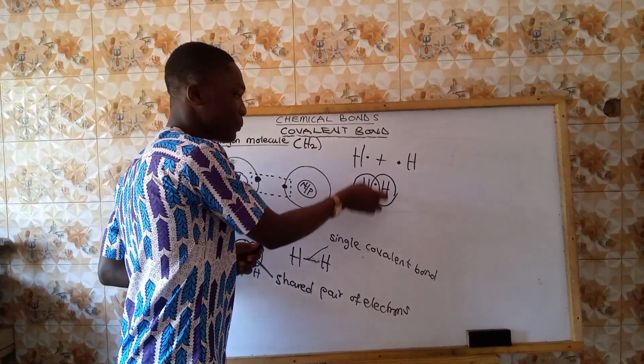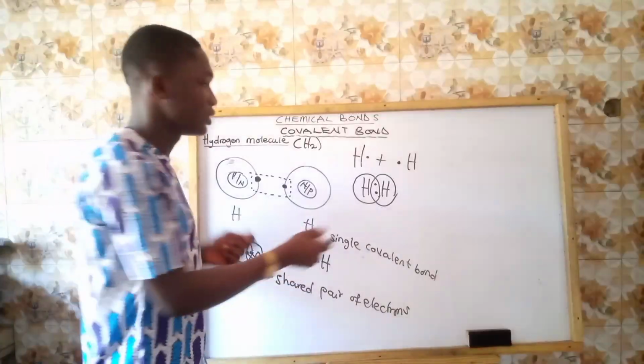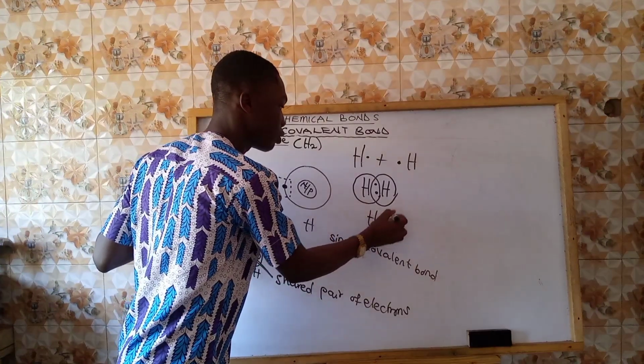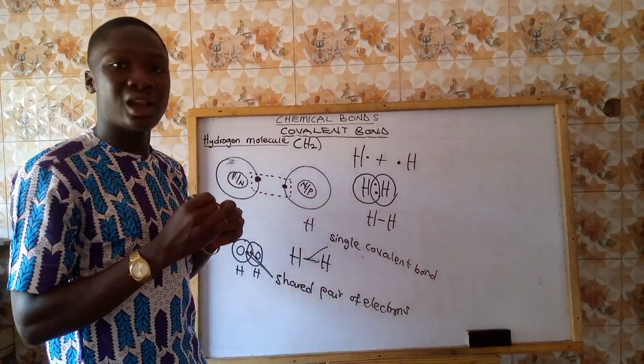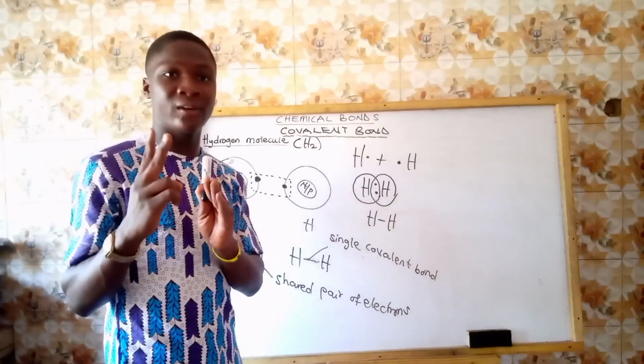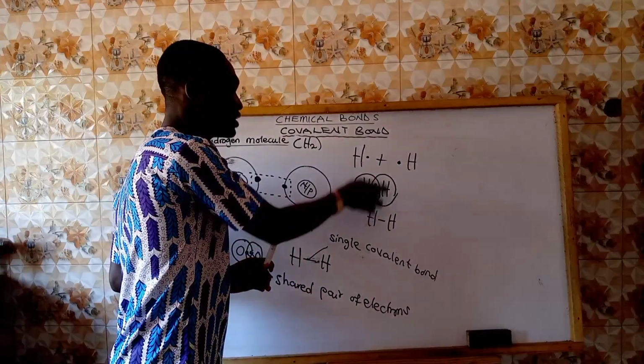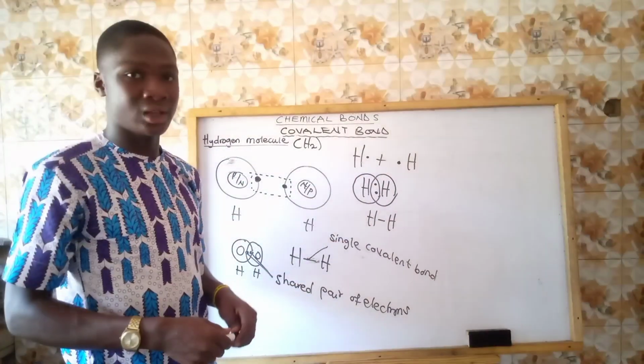Since we have just a pair of electrons, a shared pair of electrons, we have just one covalent bond. Note that 2 electrons will form a pair of electrons. So we have one shared pair of electrons.